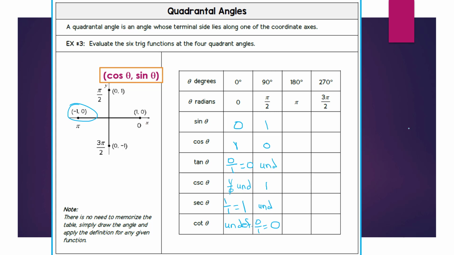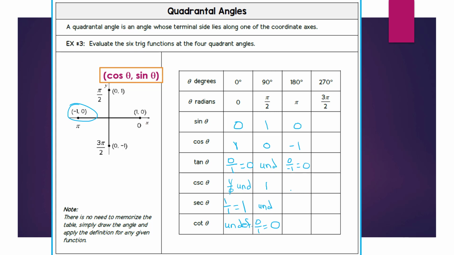Okay, so for 180 degrees, at pi, I notice I'm going just to the left, right? So that's going to be -1. I'm not going up or down, 0. So that means cosine of pi, or cosine of 180 degrees, is -1. Sine is 0. And so if we do sine over cosine to get tangent, that's going to give me 0, right? 0 over -1.